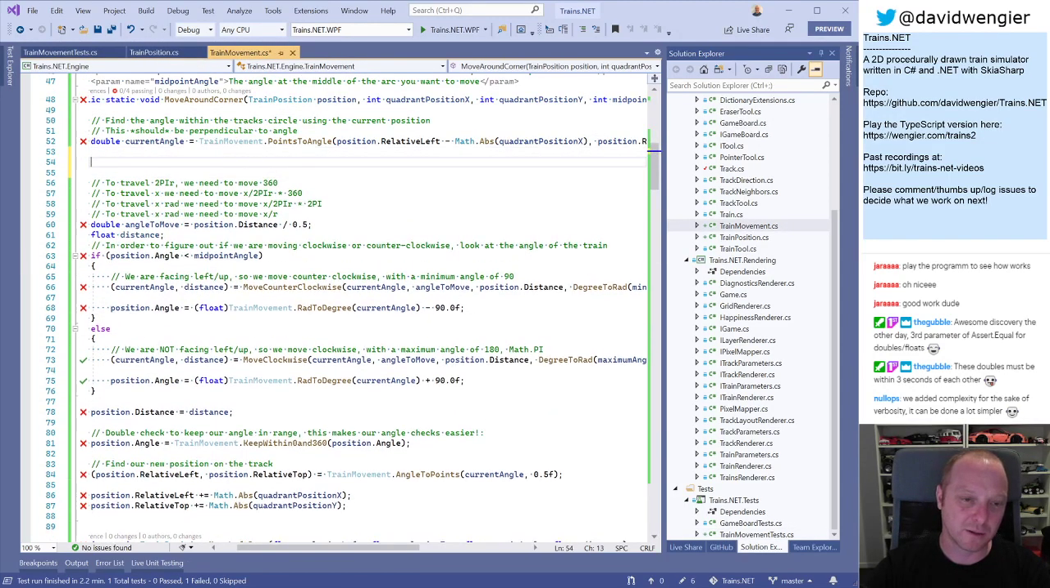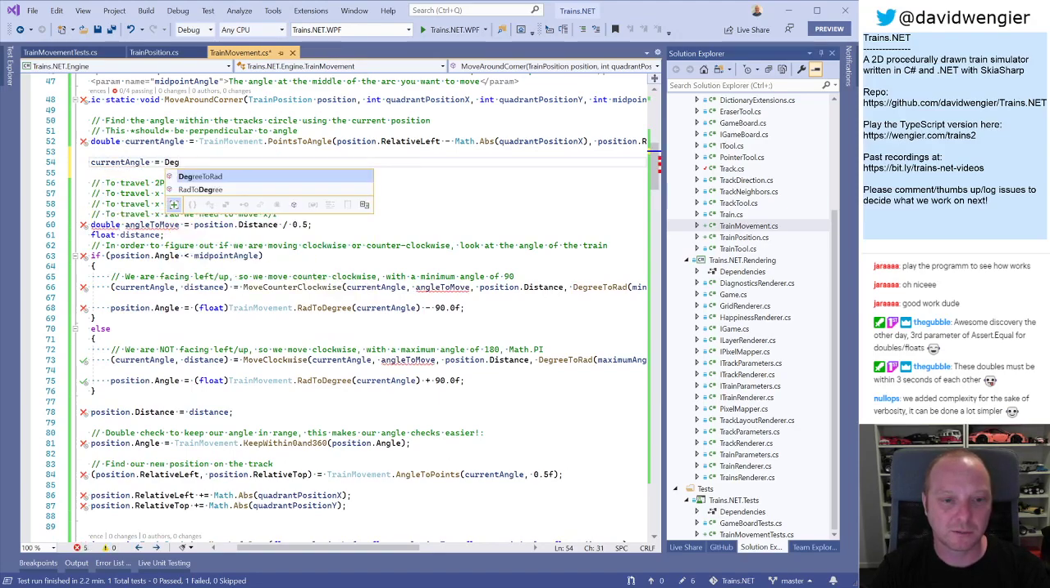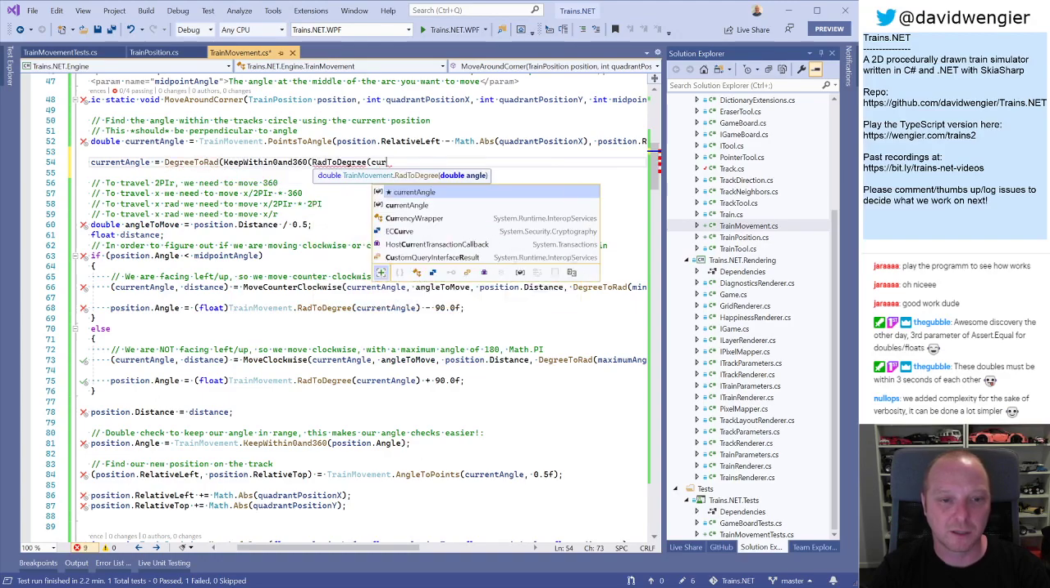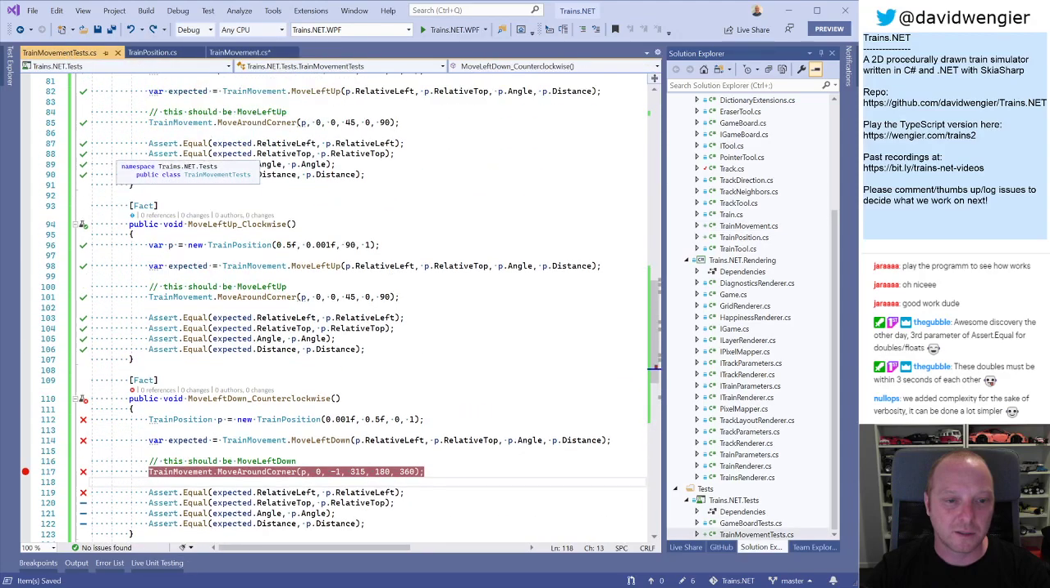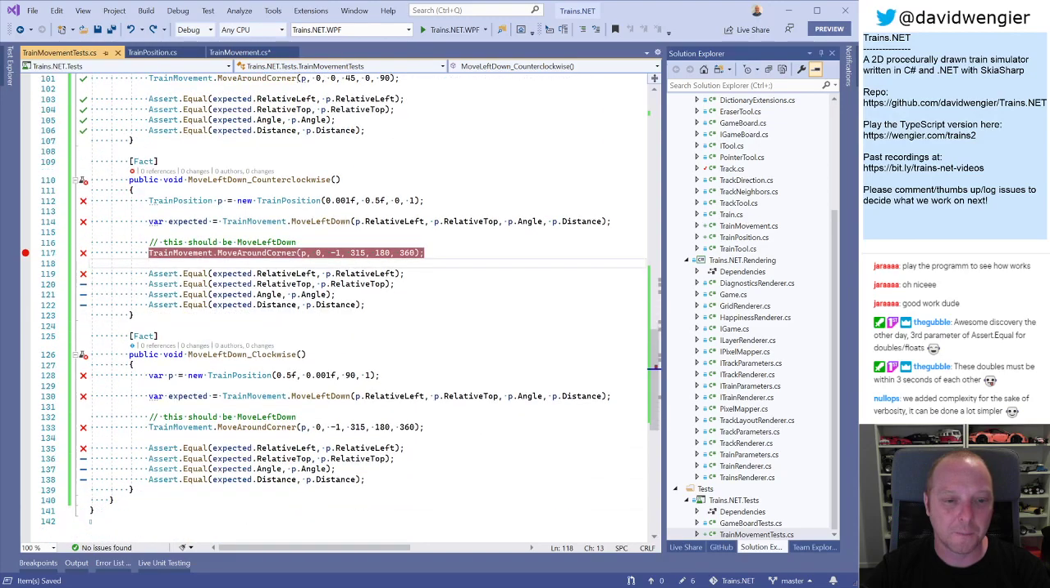Let me just try this though. So current angle equals degree to rad, keep between rad to degree, current angle. And obviously I could just write a keep between 0 and pi times 2 as well. This is fine. Again, performance, not what I'm worried about at the moment. Now, do these tests still pass? So that hasn't gotten any worse anyway.